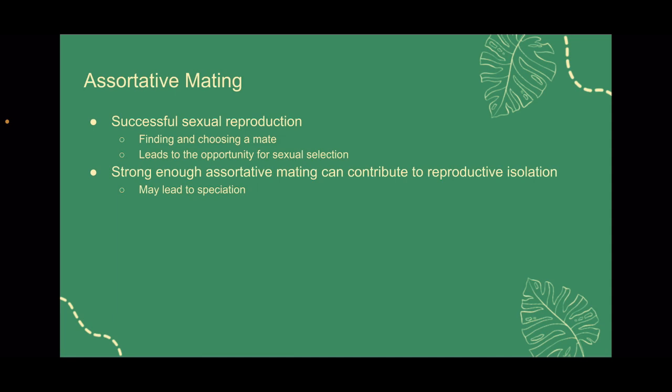Assortative mating. Assortative mating is when individuals with certain traits more often choose mates that share those same traits. Successful sexual reproduction always involves finding and choosing a mate, leading to the opportunity for sexual selection to act on the involved mating phenotypes. Traits that influence the way a species chooses a mate can lead to assortative mating. When assortative mating is strong enough, it has the ability to contribute to reproductive isolation between populations that may lead to speciation.